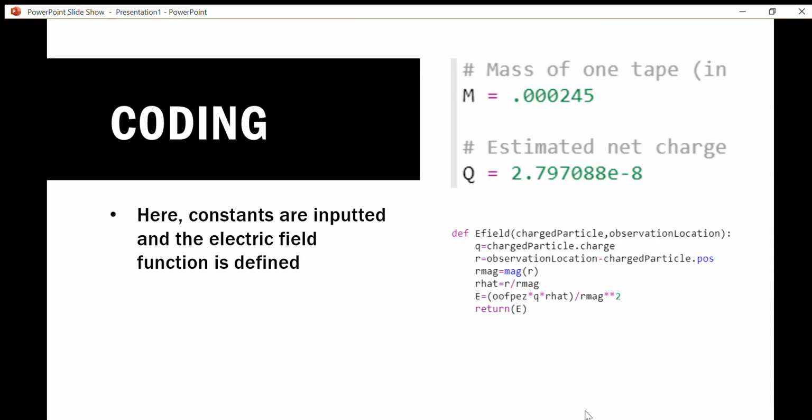So here's my first coding slide. In the first part, I just inputted some constants such as the mass and the charge. And then in the second picture, I defined the function for the electric field, which is basically just Coulomb's law without one of the charges.